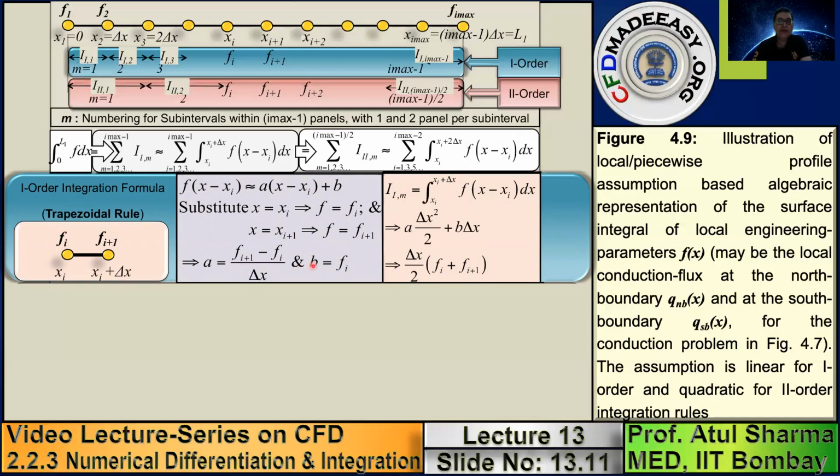Once you know a and b, you substitute them into this equation to take here as an integrand, and you integrate from xi to xi plus delta x. So this term, which is given as the first order numerical integration, leads you to this formula, which corresponds to the area under a trapezoid, where you take the value of fi plus fi plus 1 divided by 2 into the distance between the 2 points, which is delta x. So this is the area under a trapezoid. That's why this is called the trapezoidal rule.